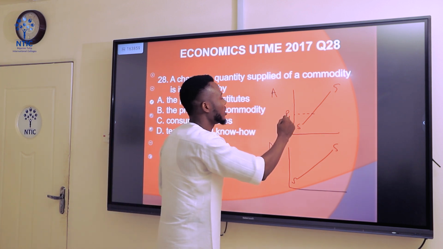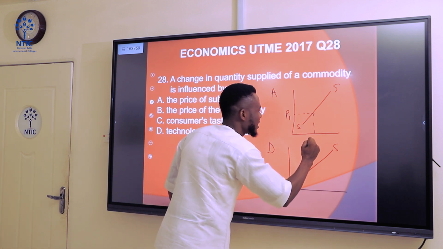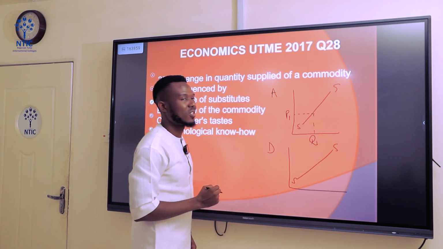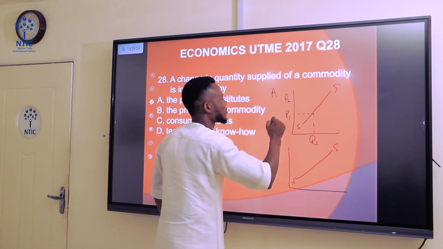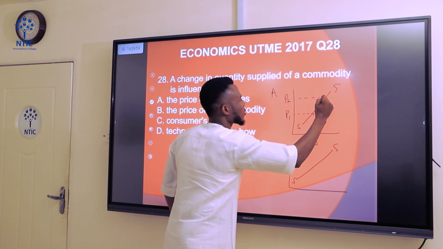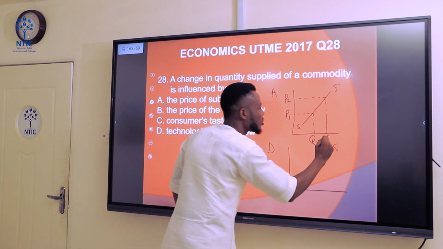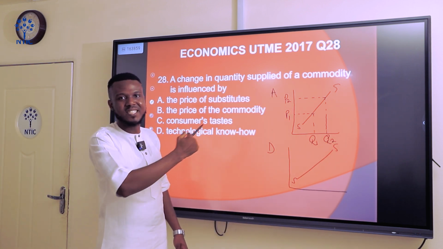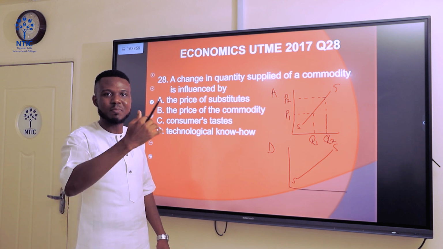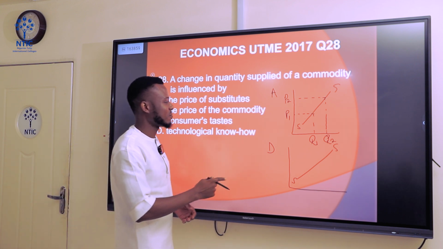So in this situation, if the price of this product is P1 and the quantity supplied is Q1, for any reason, if the price changes to P2, we will also see that the quantity will increase because of the increase in price to Q2. This is so because price is an incentive to producers. The higher the price, the more producers want to produce and make more profit.